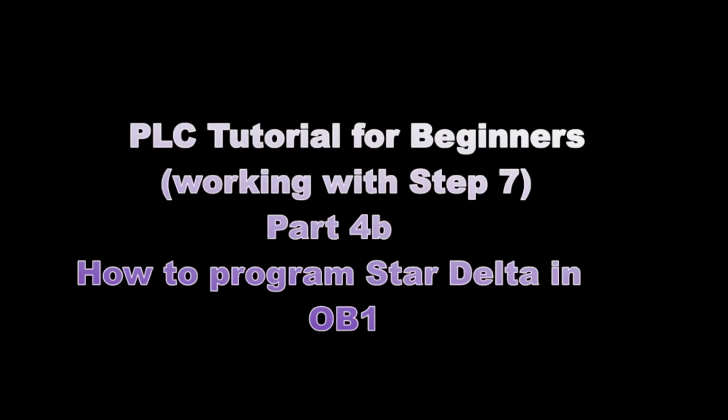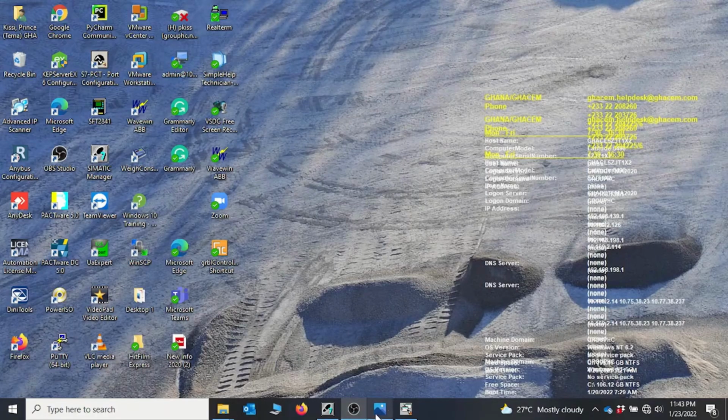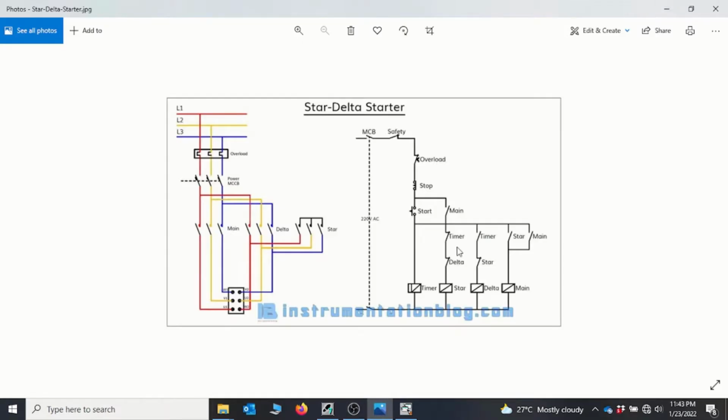In part 4B of my tutorial series working with Step 7, I will show you how to program star delta in OB1. Let's get started. So now we will look at the star delta diagram and then give a brief explanation before we move on to our SIMATIC Manager to do our program.